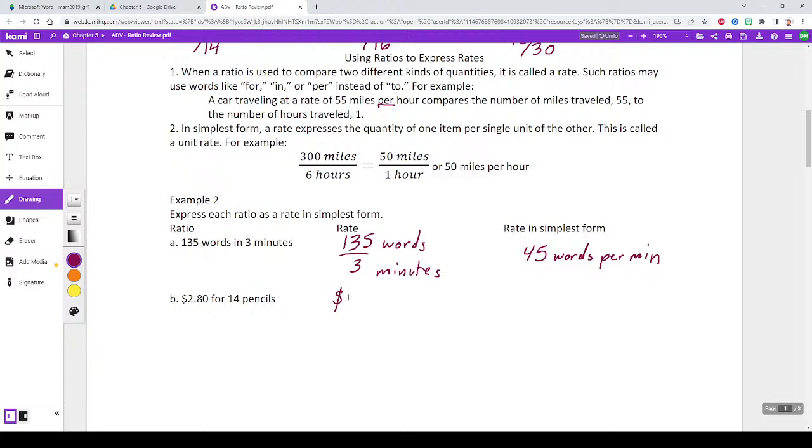Likewise, $2.80 over 14 pencils. If we divide $2.80 by 14, that's going to give us 0.2. Now, mathematically, we can either write this out as 0.20 and stop and realize that that's 20 cents per pencil. Or if you don't want to write it that way, you could just write 20 cents, and then again, per pencil.